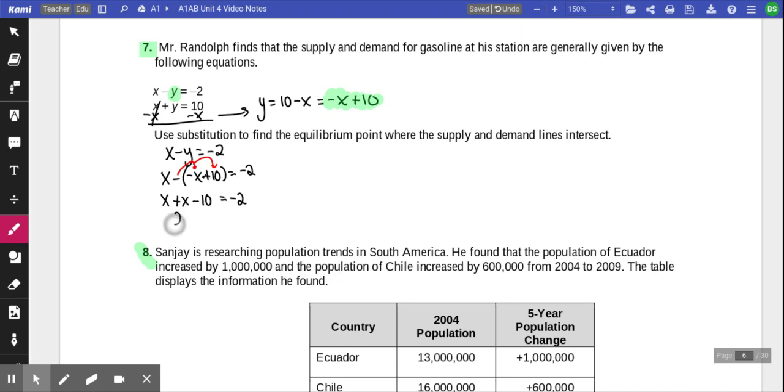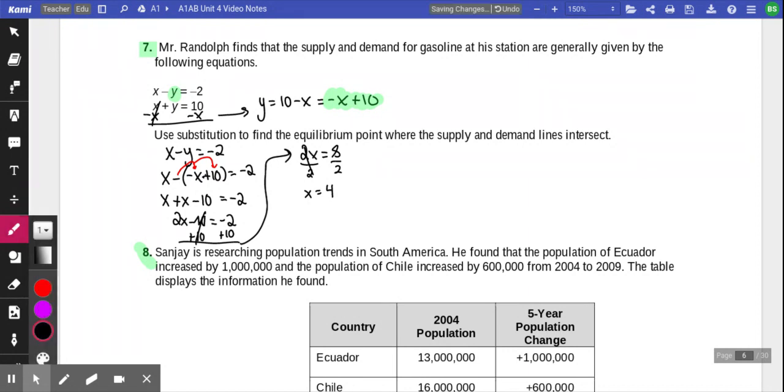We can combine like terms. 2x minus 10 is equal to negative 2. We're going to solve for x, so I'm going to add 10 to both sides. And we're going to come up here with it to get 2x is equal to 8. Divide both sides by 2. You get x is equal to 4.